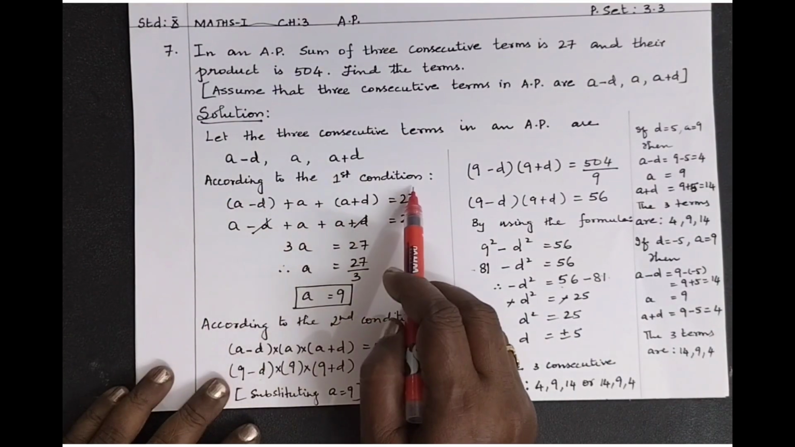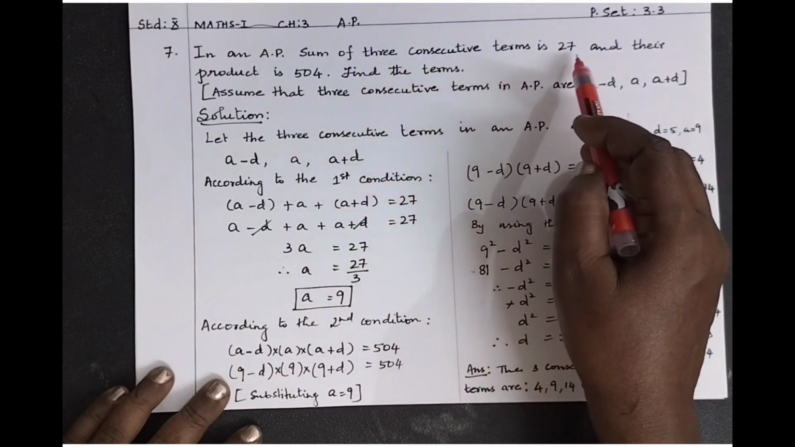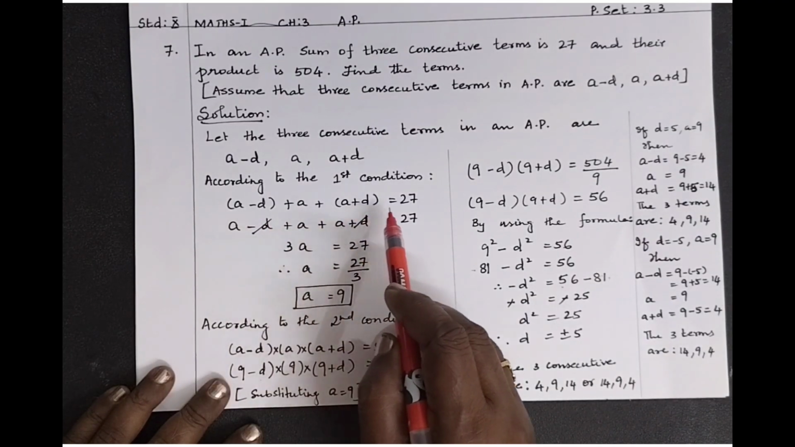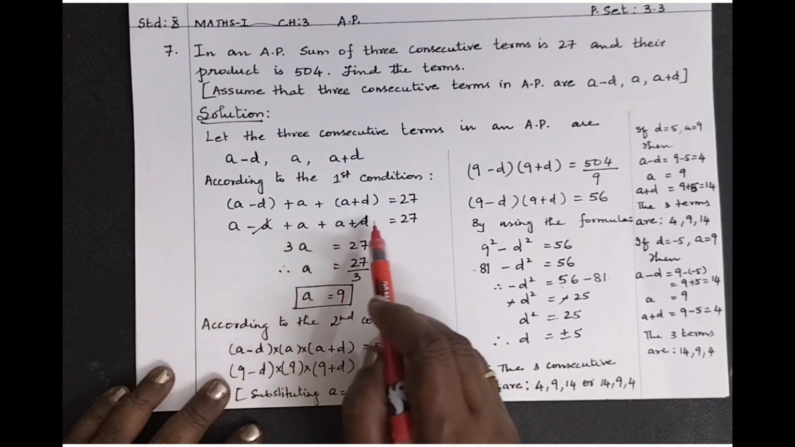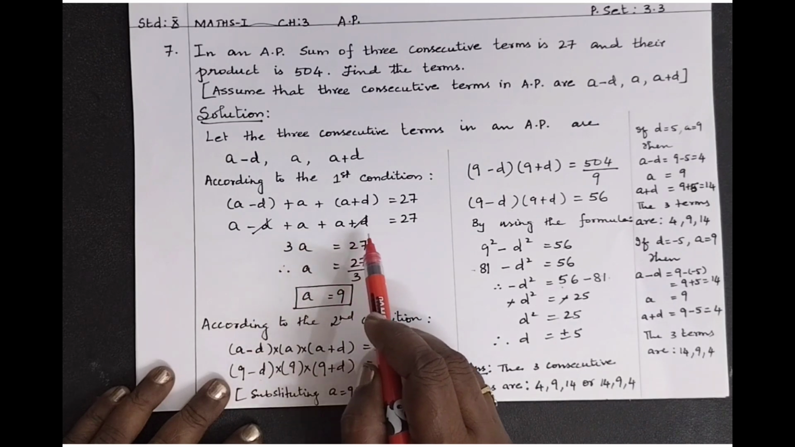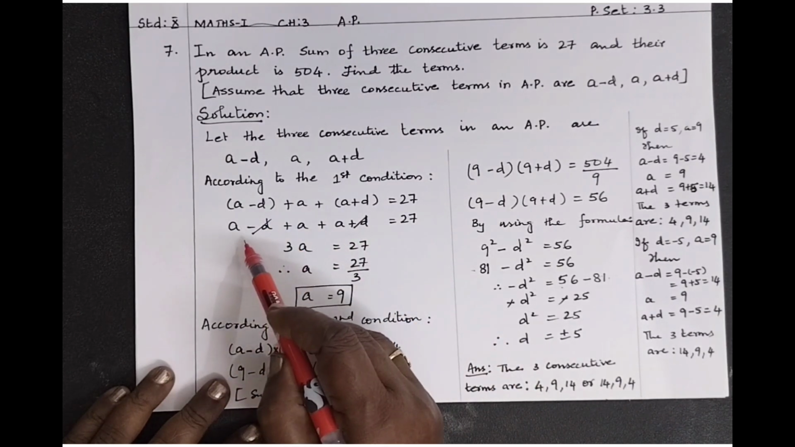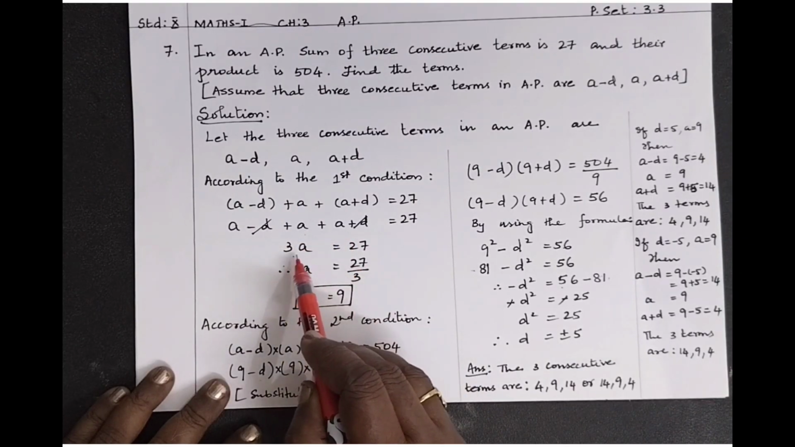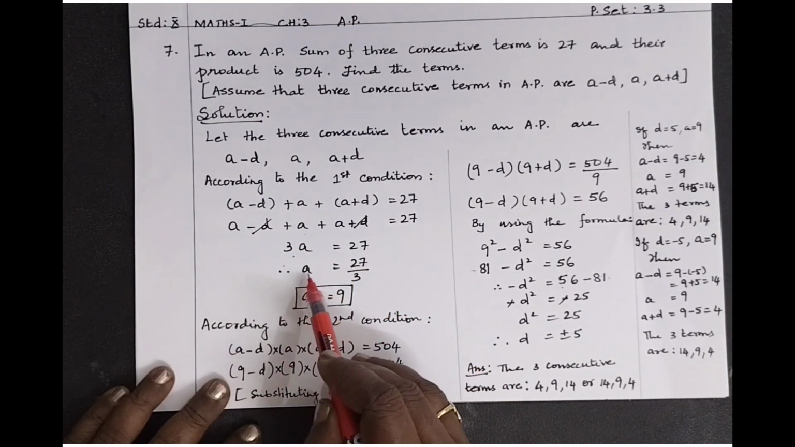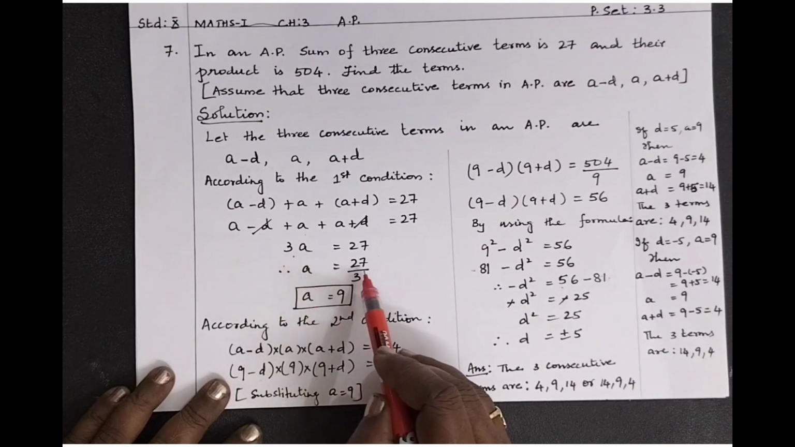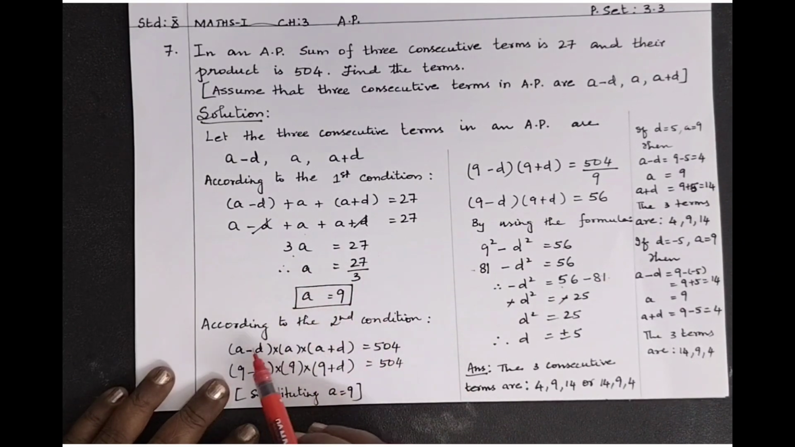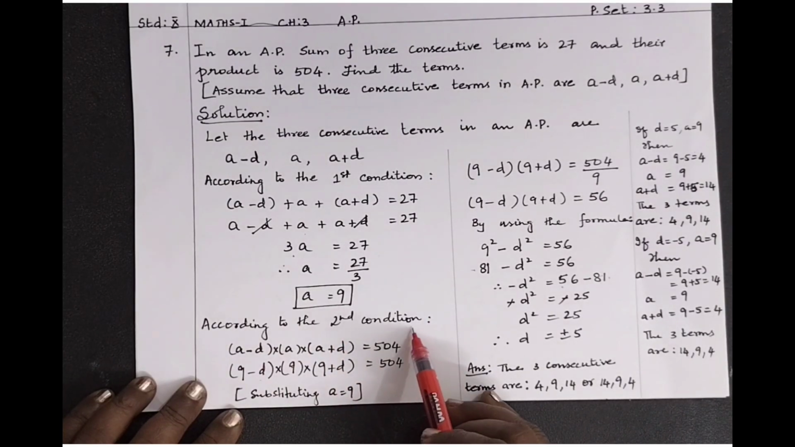Now, according to the first condition, the sum of all the three terms is 27. So, a minus d plus a plus d is equal to 27. Now, open the bracket. Cancel this minus d and plus d. So, we will get a plus a, that is 3a, which is equal to 27. Therefore, a is equal to 27 upon 3, which is equal to 9. So, a is 9.